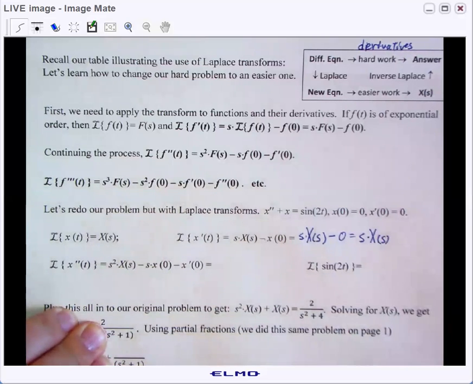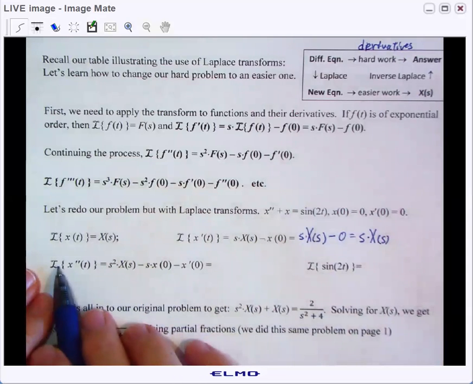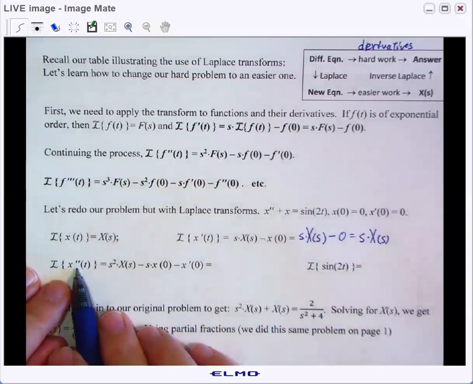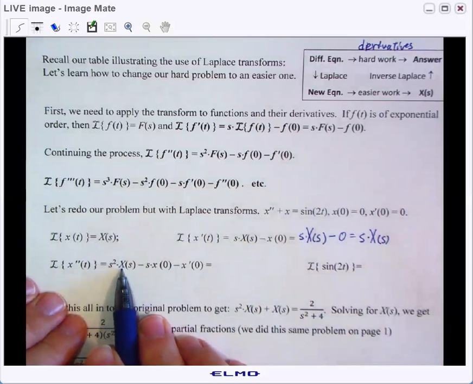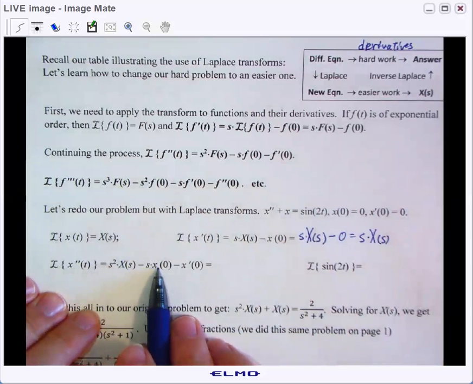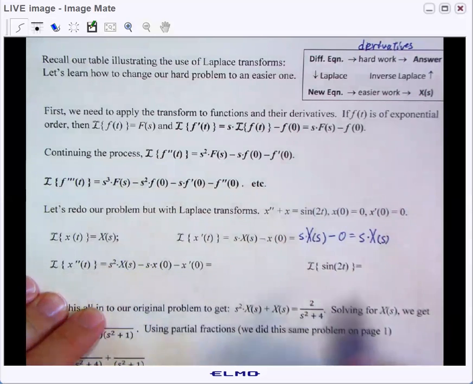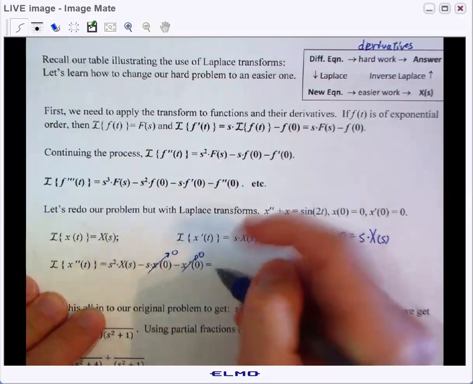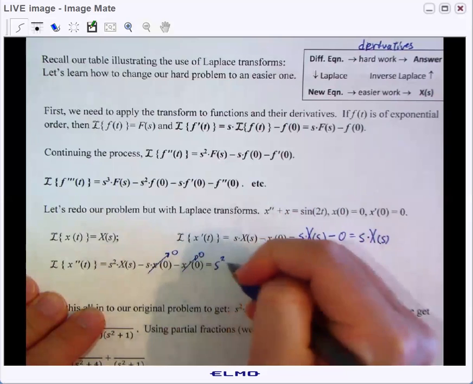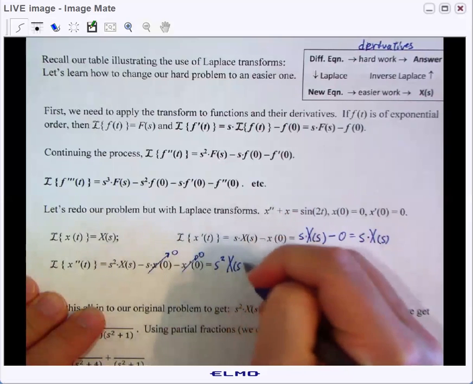Okay. And the Laplace transform on the second derivative is s squared times capital X of s minus s times x of 0 minus x prime of 0. And we notice that these two terms are both 0. So it's simply going to give us s squared cap X of s.